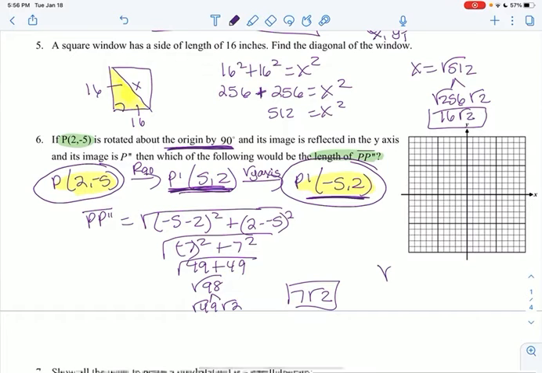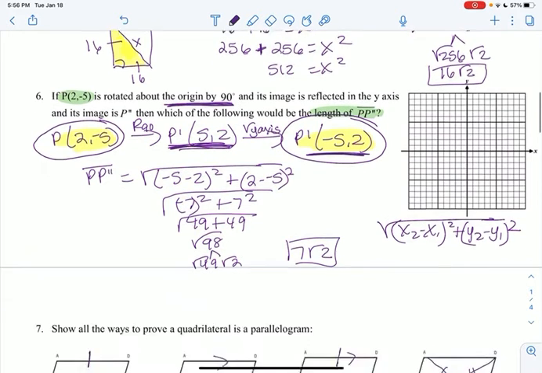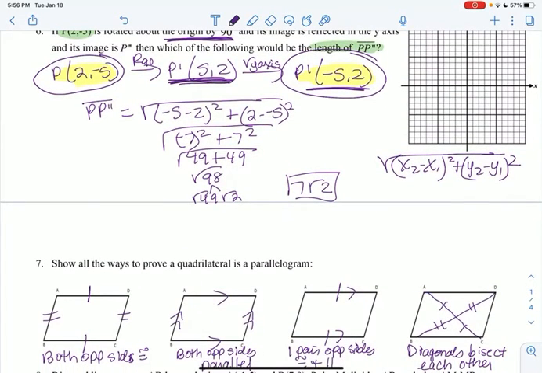So distance formula, I'll write it down for you. I used it here, but here's the formula. x2 minus x1 squared plus y2 minus y1 squared. And I did that. Negative 5 minus 2 squared plus 2 minus negative 5 squared. Remember, if you have a negative, you're squaring it. So negative 5 minus 2 is negative 7, but I'm squaring it. So you just get 49 plus 49 is radical 98, and that simplifies to radical 49 times radical 2, which is 7 radical 2.